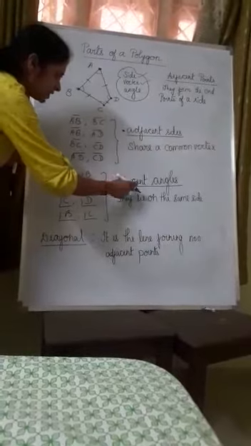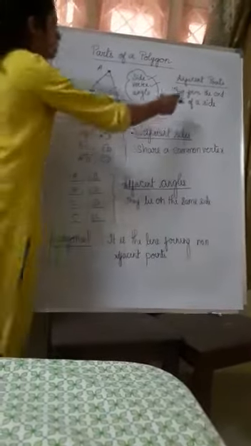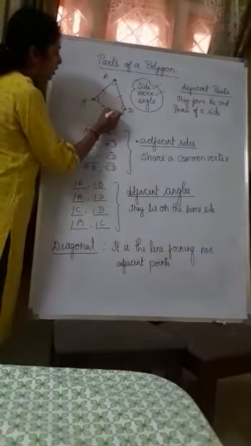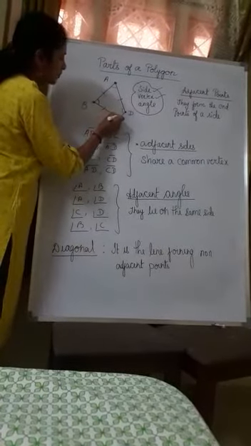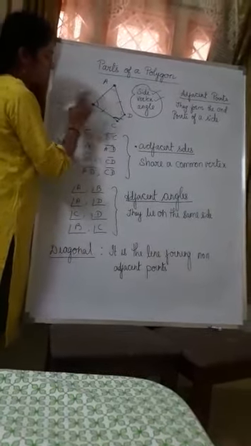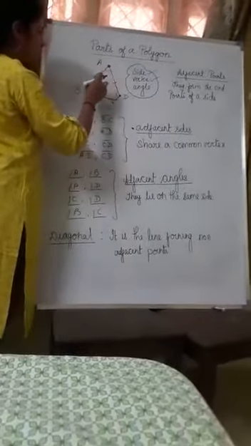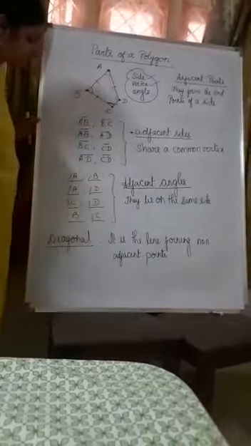The next is adjacent angle. It is similar to the adjacent point. So adjacent angles will lie on the same side. B and C are adjacent angles, C and D are adjacent angles, D and A are adjacent angles and A and B are adjacent angles.